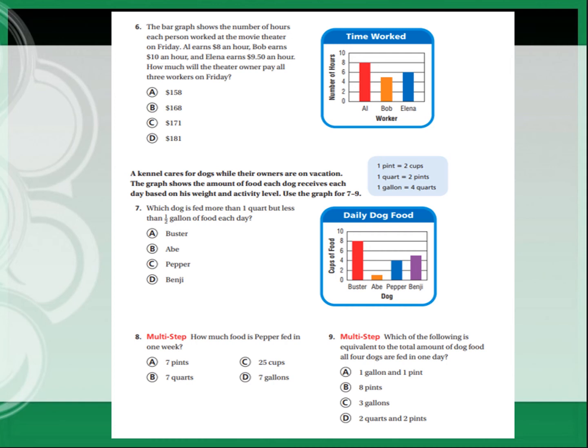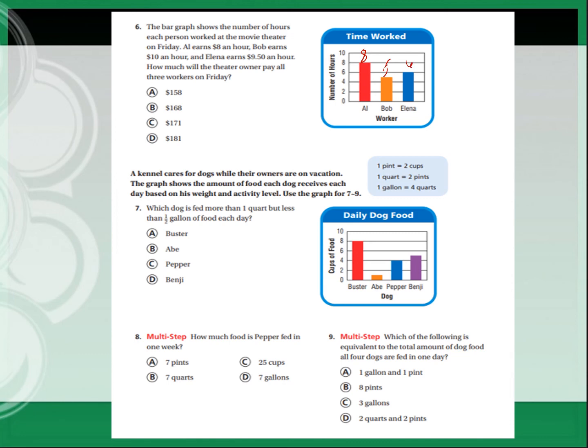Let's see. So first question here says the bar graph shows the number of hours each person worked at the movie theater on Friday. Al earns $8 an hour, Bob earns $10 an hour, and Alina earns $9.50 an hour. How much will the theater owner pay all the 3 workers? So Al worked 8 hours, Bob worked 5 hours, and Elena worked 6 hours.